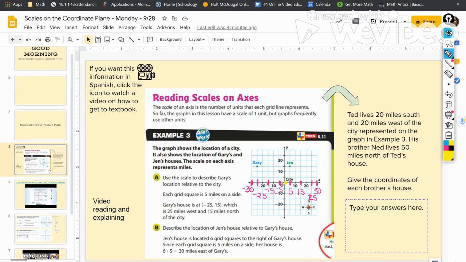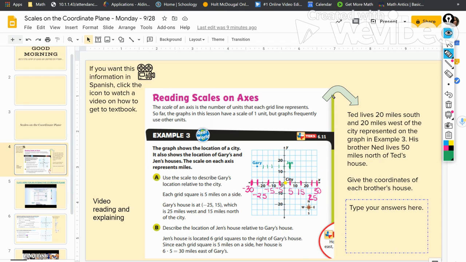Okay. B says, describe the location of Jen's house relative to Gary's house. So we're going from Gary's house to Jen's house. It says Jen's house is located 6 grid squares to the right of Gary's house. Since each square grid is 5 miles on a side, her house is 6 times 5, which equals 30 miles east of Gary's. So she went 1, 2, 3, 4, 5, 6 places to the right of Gary, and that's where Jen lives.